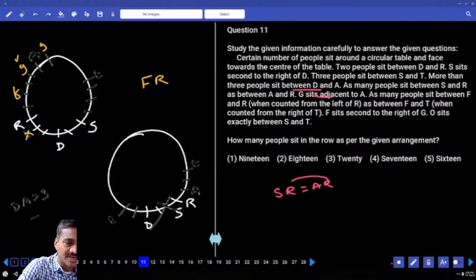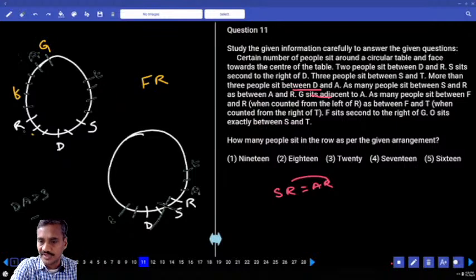Then in between F and R there is one person. Then between F and T there must be one person, not possible because G is already there. Are you getting this or not? Hence, G cannot be here. And if G cannot be here, where should G be? G must be here. Now if G is here, then F sits second to the right of G.